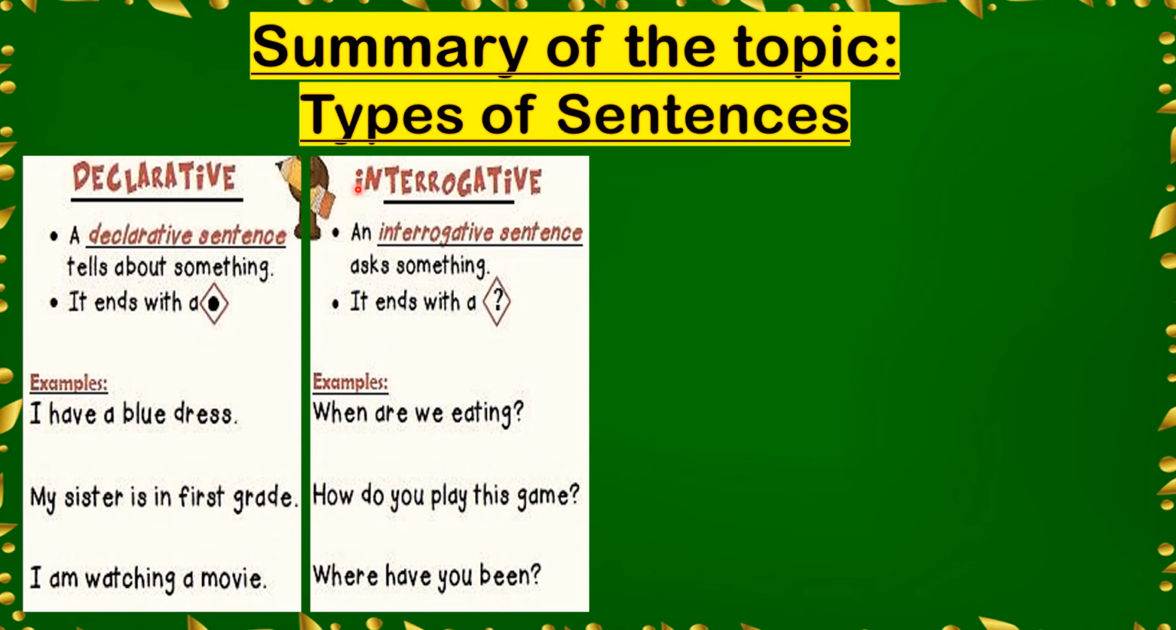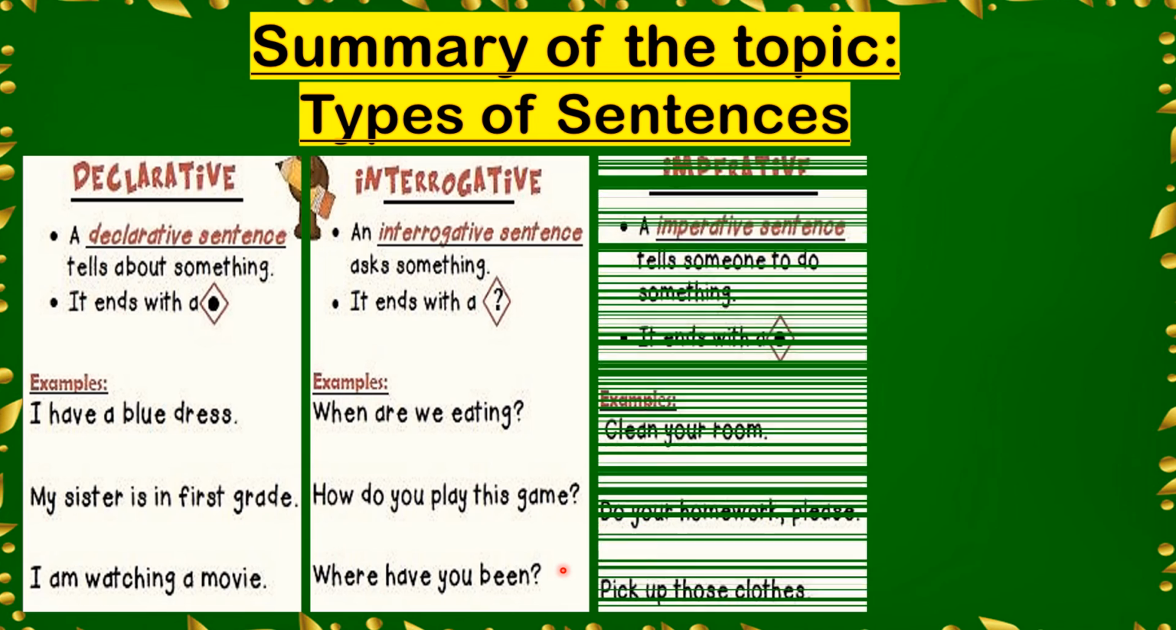The second type of sentence is interrogative. An interrogative sentence means you're asking something. It ends with a question mark. Examples, number 1, when are we eating? Number 2, how do you play this game? And number 3, where have you been?